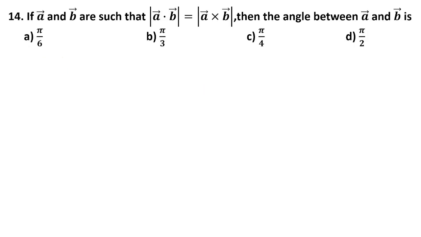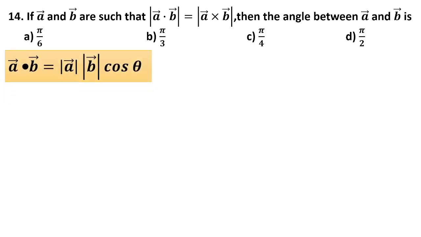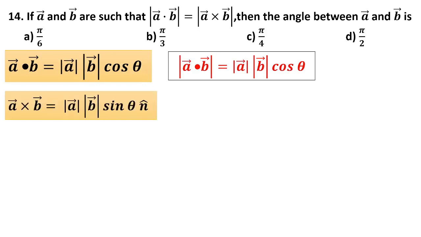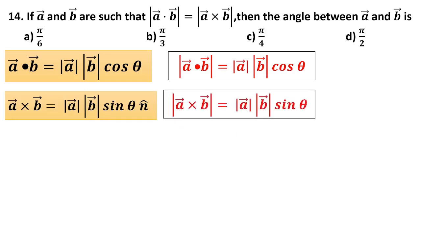Question number 14. Vector a and vector b are such that magnitude of a dot b is the same as magnitude of a cross b. Then the angle between a and b. We have to make use of the formula of a dot b and a cross b. Let us use it now. A dot b is ab cos theta. Therefore, its magnitude is ab cos theta only. But a cross b is magnitude of a into magnitude of b into sin theta into vector n. When I find the magnitude of the left hand side, right hand side magnitude of vector n is 1. Therefore, it becomes ab sin theta.